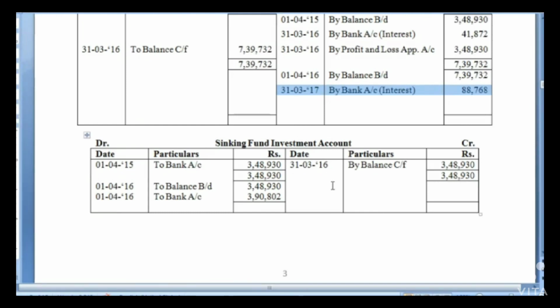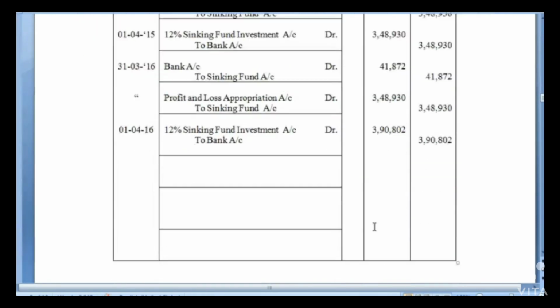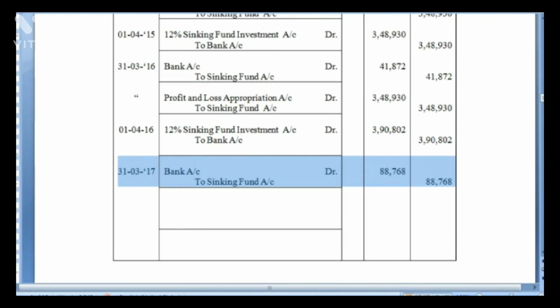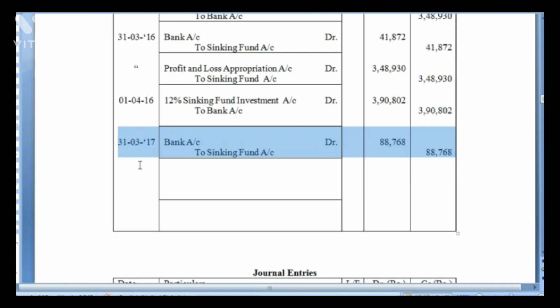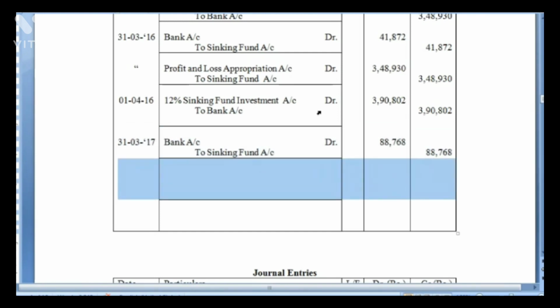લગભગ 88,768, which is 12% of this amount. આ જે રકમ છે એના 12% કરે છે. એ રકમ તમને બેંક ટુ સિંકિંગ ફંડ. તો બેંક ટુ સિંકિંગ ફંડ નેક્સ્ટ તમારી જનરલ એન્ટ્રી થશે. ક્લિયર? પછી એવરી યરની જેમ આ વખતે પણ આપણે રકમ ટ્રાન્સફર કરીશું. That is bank account debit.